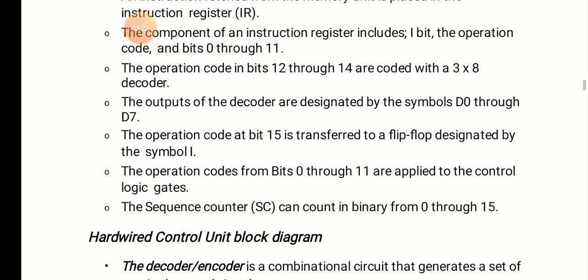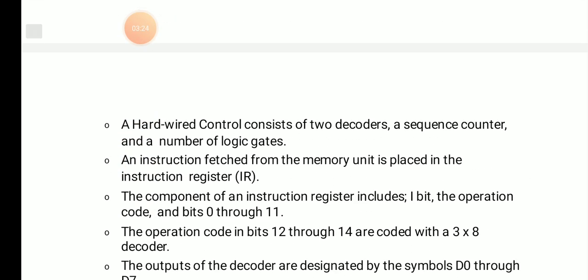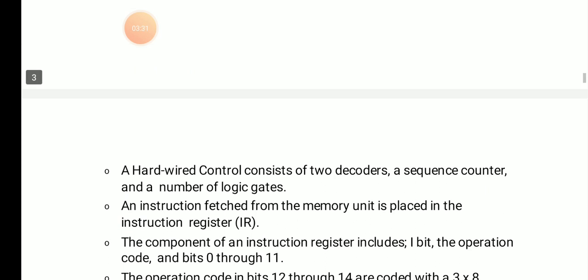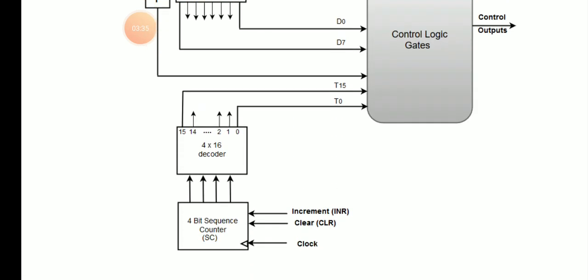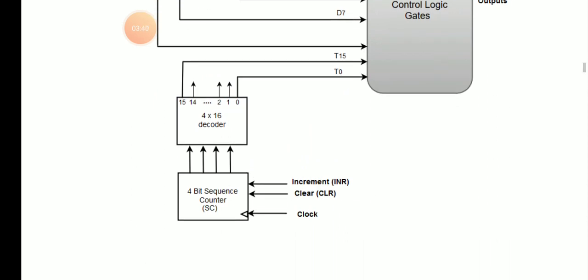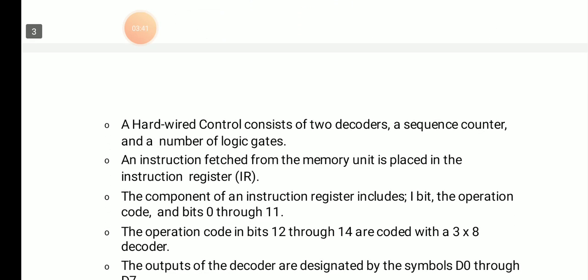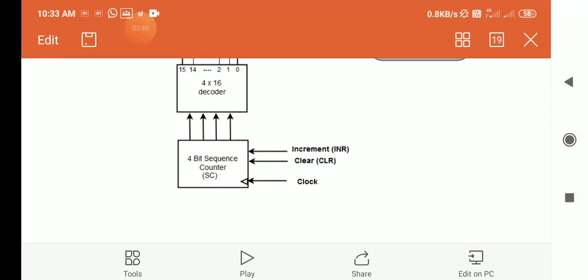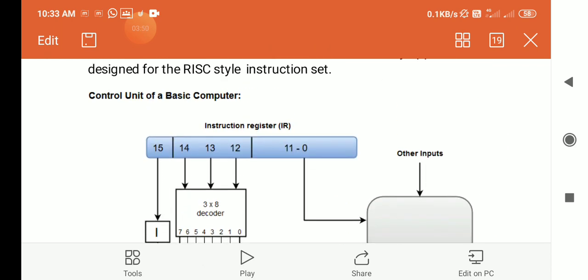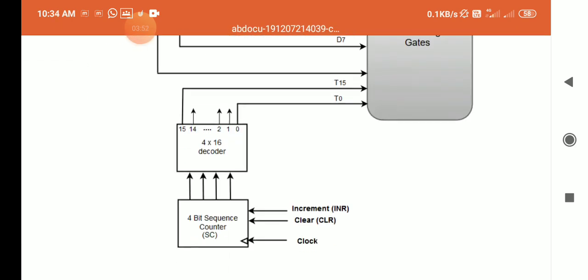Next one, the hardwired control consists of two decoders, a sequence counter and a number of logic gates. Two decoders means a 3 into 8 decoder and another one, the 4 into 16 decoder, then control logic and the sequence counter. An instruction fetched from the memory unit is placed in the instruction register. You can observe here, the instruction register IR.